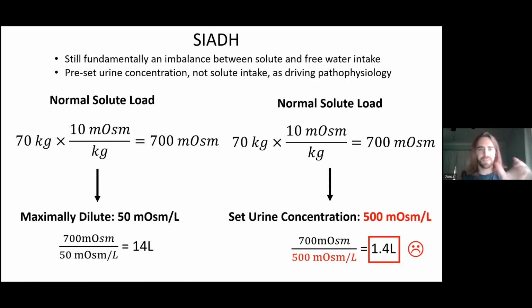And another quick pause here. This is also sort of another fundamental thing. Again, in SIADH, now the variable that's changed is urine concentration, and that is what makes it very easy to overtake our kidneys' ability to excrete free water. So I'll pause here for any questions, and then we'll use this to see how we can treat it next.